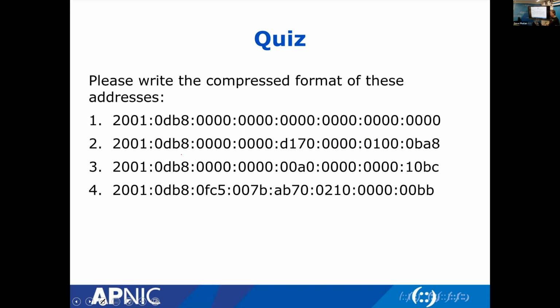Let's do number 3. So number 3, 2001, 0DB8, quad 0, quad 0, 00A0, quad 0, quad 0, 10BC, 001.